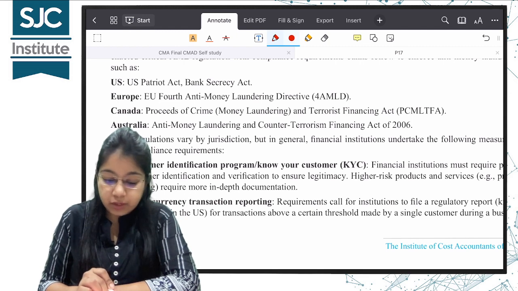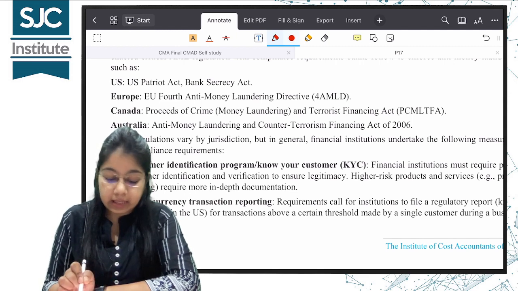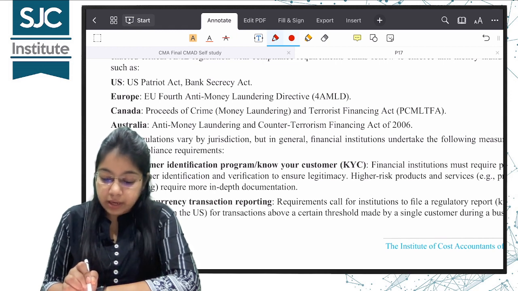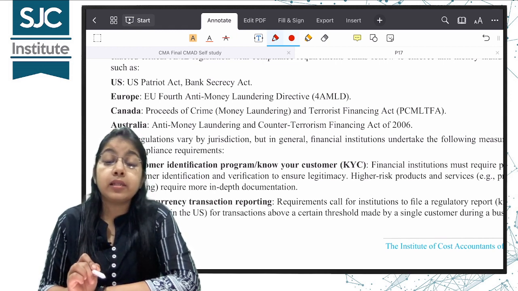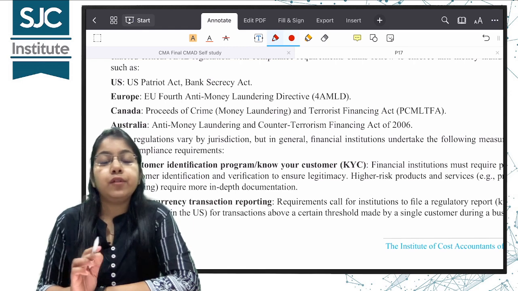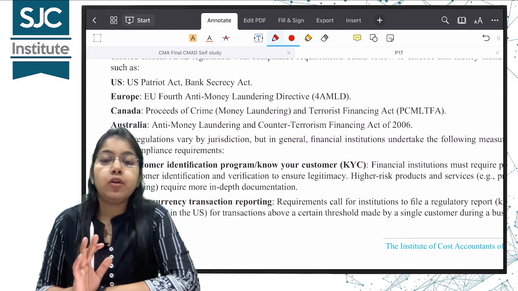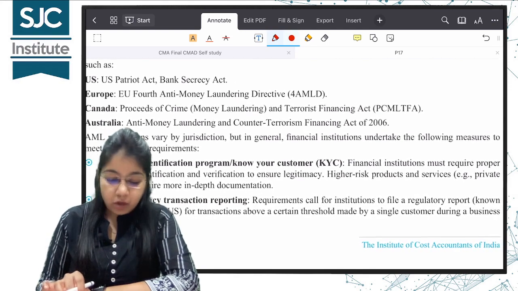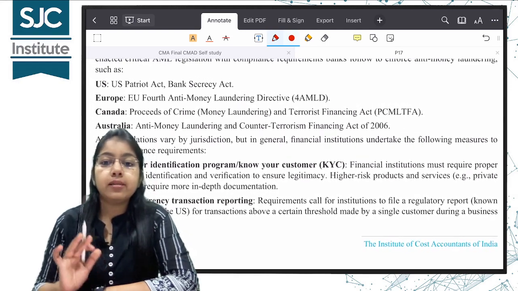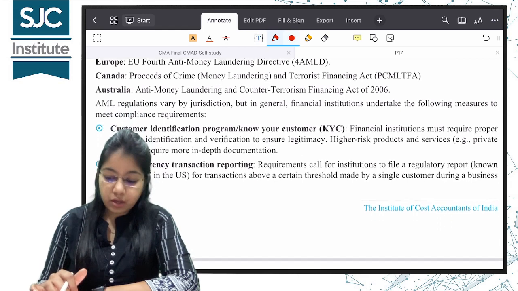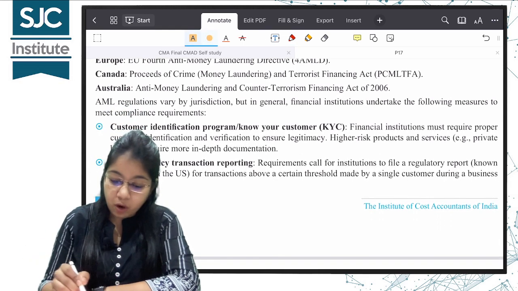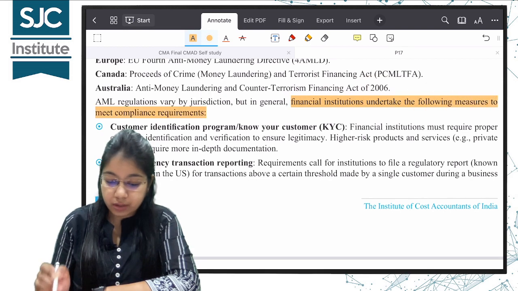In Canada, they have the Proceeds of Crime and Terrorist Financing Act. In Australia, the Anti-Money Laundering and Counter-Terrorism Financing Act 2006. And in India, we have the PMLA, Prevention of Money Laundering Act 2002. Right? So whatever be the law, whatever be the regulation, there are certain measures which are required to meet the compliance requirements. These measures have to be adopted by financial institutions.